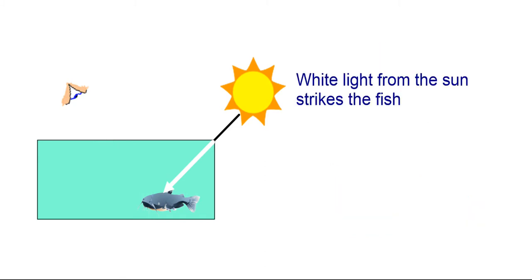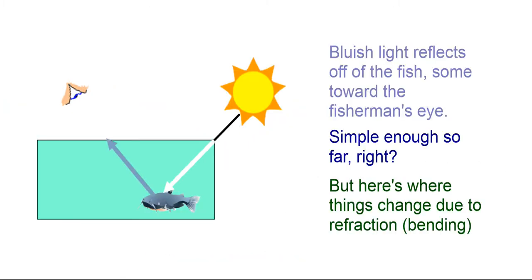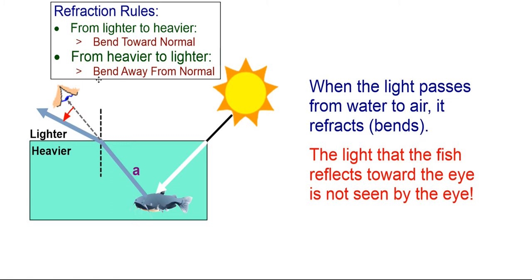Just like back here. It comes directly at your eye, you're going to see it. But you're not. Because what happens right here? See, bluish light comes out of here. Simple enough. But here's where things change due to refraction. Because watch out. Don't we have these rules? If the light beam goes from heavier to lighter, and isn't that what it's doing here? Water into air, heavier to lighter.